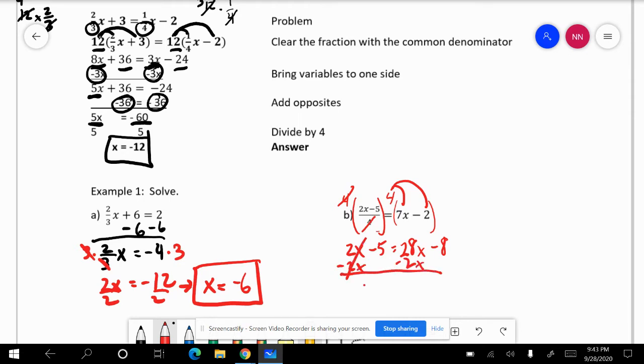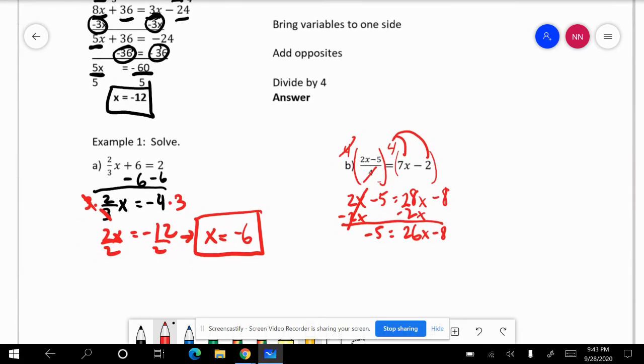The x's cancel. Negative 5 is equal to 26x minus 8. I want to continue to get the x by itself, so I'm going to add the 8, and I get 3 is equal to 26x. I divide by 26, and x is equal to 3 over 26.